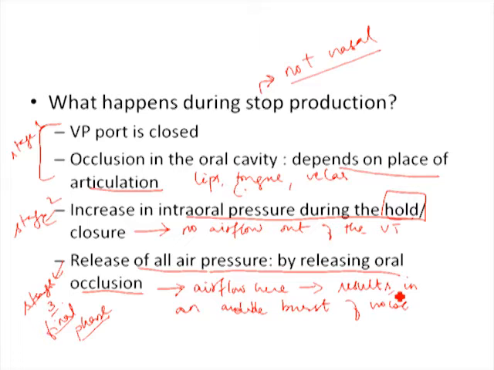The airflow is released as an audible burst of noise, and it's not a continuant, it's very transient, it cannot be prolonged, okay? So far we talked about stops. Stops are non-resonant, it's not a continuant, it's transient. So if I asked you an example of a non-resonant continuous sound is p, your answer is to be false. While a non-resonant transient sound is p, then your answer has to be true, okay?